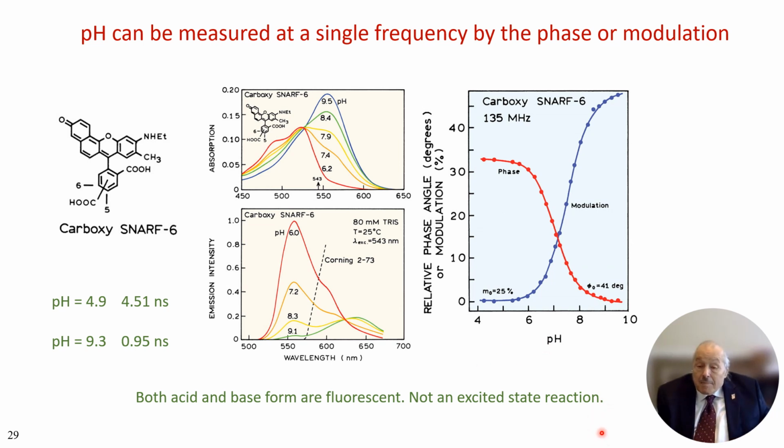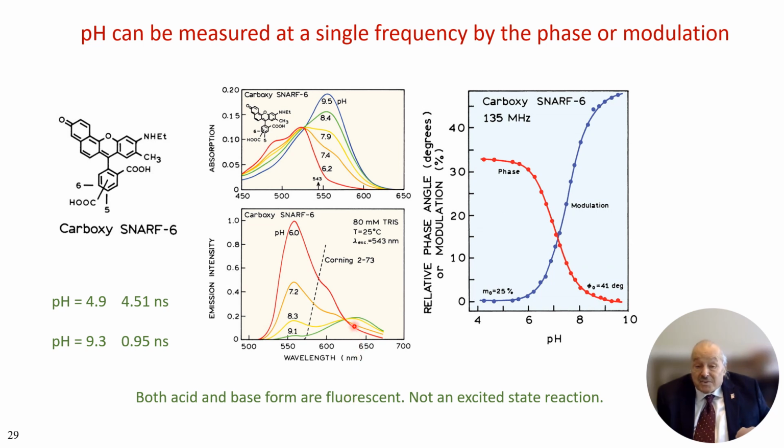Perhaps a more relevant example for this talk is a pH sensor, which has a much shorter lifetime, but here we only used a single frequency to do the pH sensing. This is the probe here, originally from Molecular Probes. It has two different lifetimes when it's protonated or unprotonated, and it has two different emission spectra and absorption spectra when it's protonated and unprotonated.